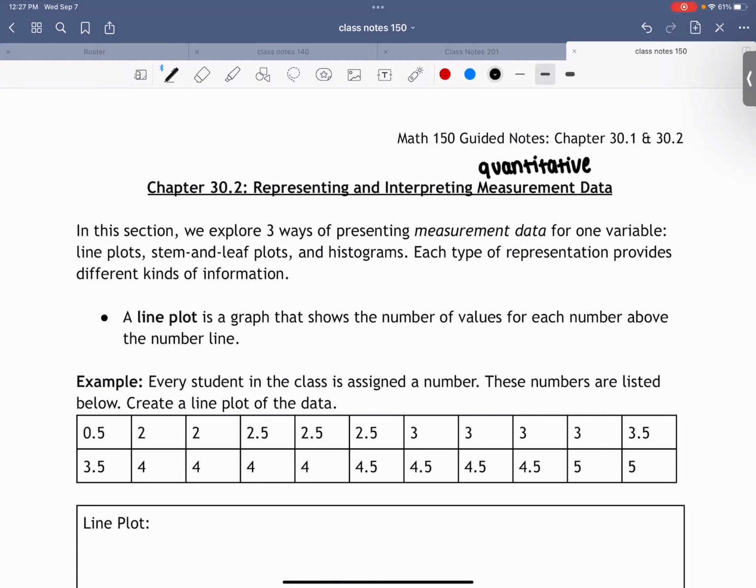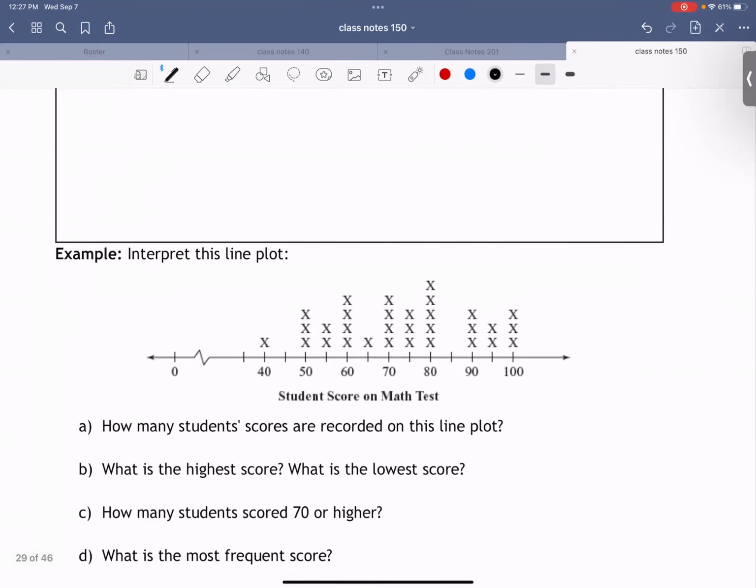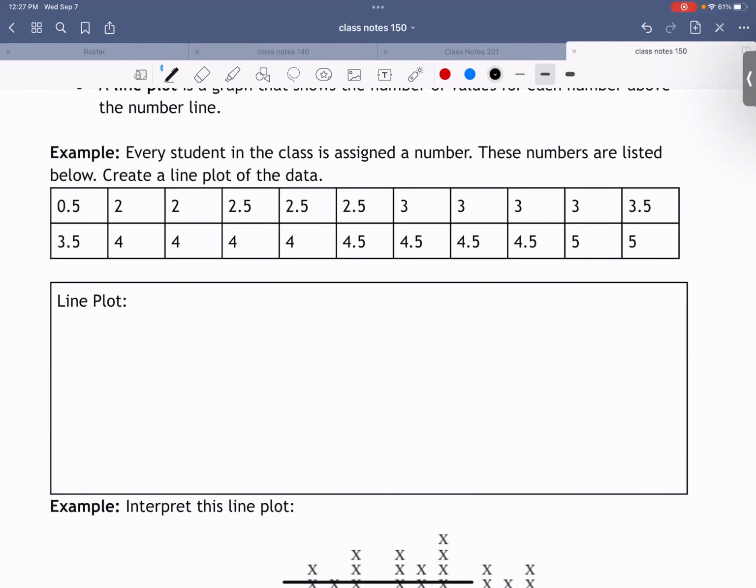The first one is the easiest graph for measurement data, and we call this the line plot. Okay. Line plots, they look like this. We have a number line on the bottom, and we basically tally how many times we see that number above using X's. Okay, so let's do an example. Each student in a class is assigned a number, and we have their numbers here. To make a line plot, we should probably draw a line, right? I saw people using their protractors during class, which I didn't actually mean to do, but I think that's pretty smart. But let's just draw a little number line.